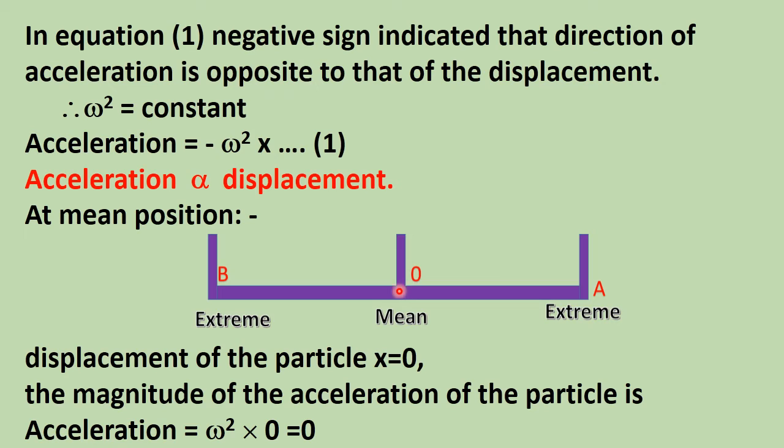We calculate the acceleration of the particle at the mean position. When the particle is present at the mean position, we know the value of displacement is 0. When the particle is at the mean position, the value of x is 0, and substituting x equal to 0 in equation number 1, we get acceleration equal to omega square into 0. That is, acceleration is equal to 0. At the mean position, the acceleration of the particle is 0.